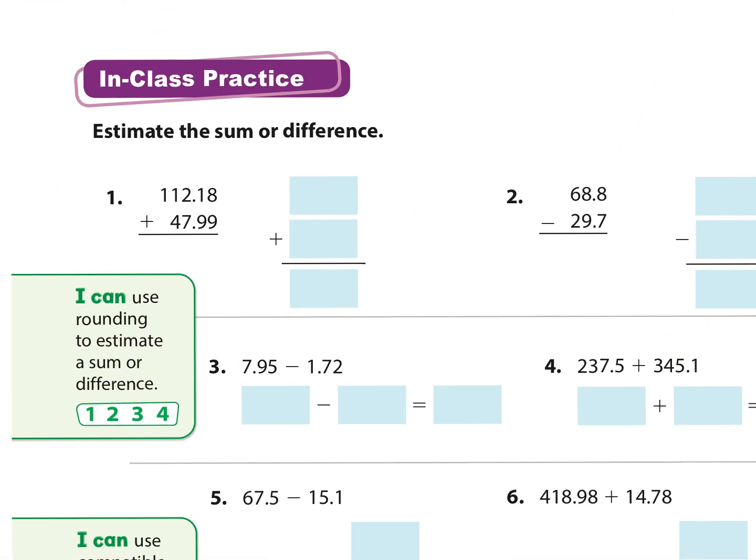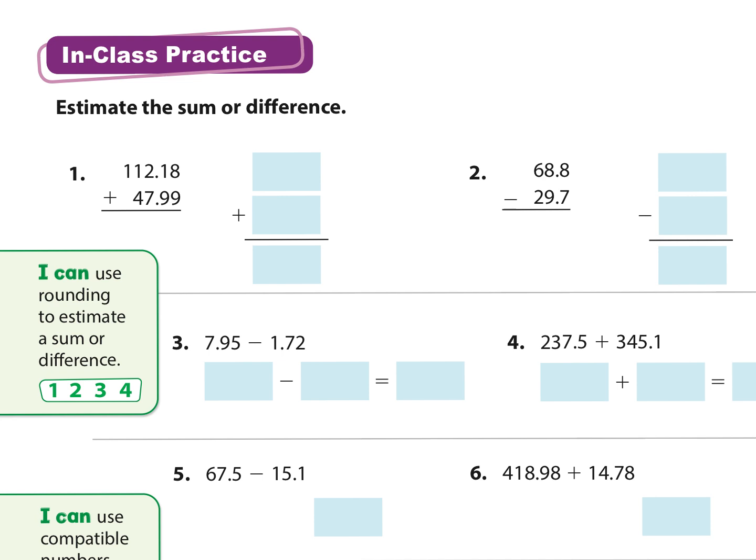Okay, we're gonna jump down to our practice here. It says estimate the sum or difference. We're gonna do 1 and 2 together. I'm gonna let you guys try with your groups a couple of the others. Okay. Number 1, I have 112 and 18 hundredths that I'm adding to 47 and 99 hundredths. Okay, I'm going to round these to the nearest whole or the nearest ones digit.